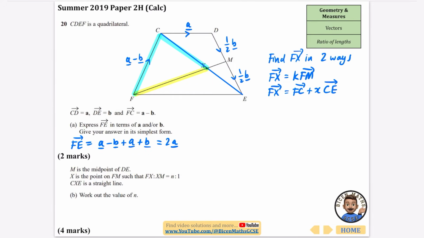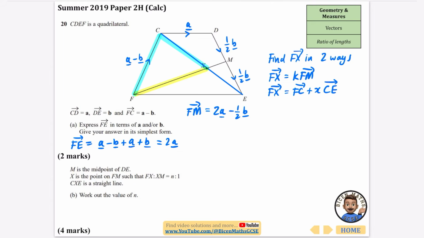So I need to find out what FM is equal to. Well, FM isn't going to be that difficult to find because it is just going to be this plus this plus this, or we could say it's FE minus EM. So I'm probably going to do the second one. FM is equal to FE, which is 2a along here, and then we go backwards, minus a half b.